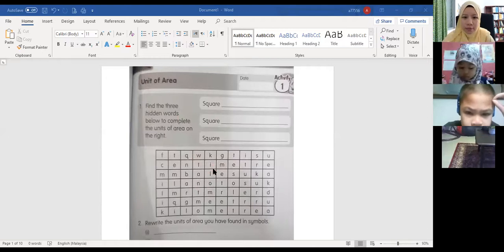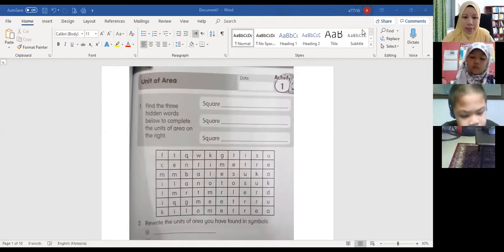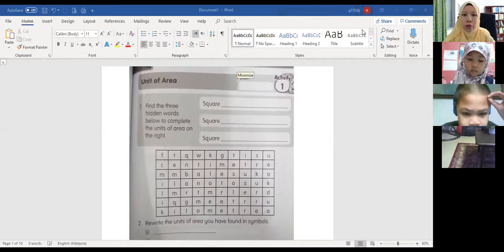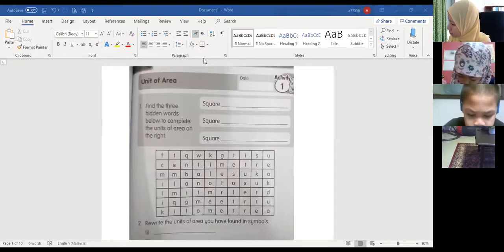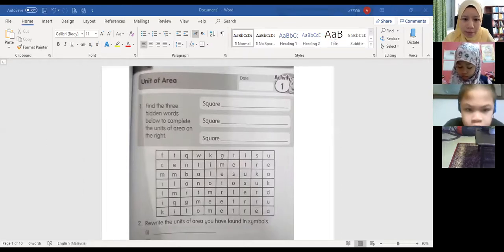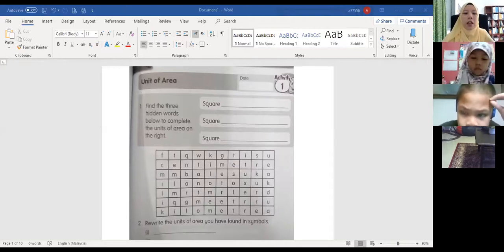Okay, good. You give me the word centimeter. Betul. Okay, so students, Ilham, check back. The question asks you for unit of area, not unit of volume, okay? Unit of area. Okay, kita tanyalah nanti. Okay, soalan nombor dua. Okay, you give me the correct answer.